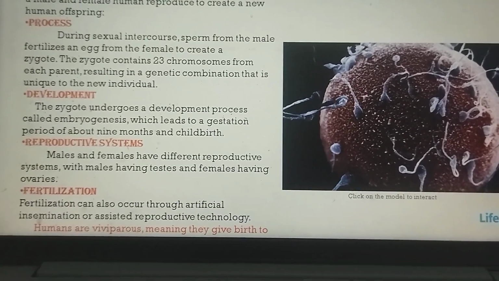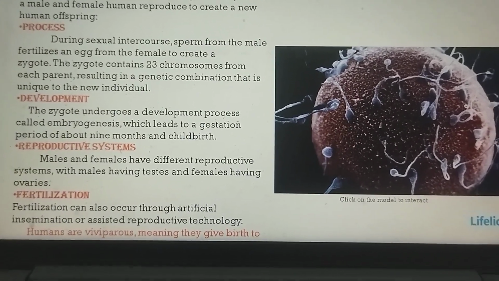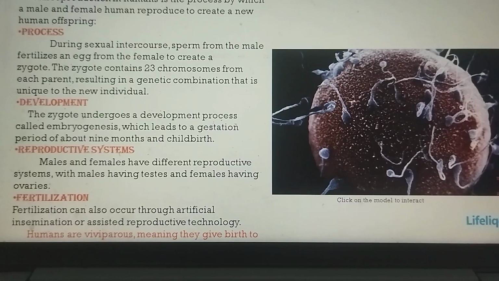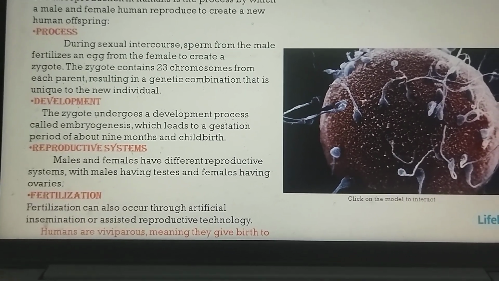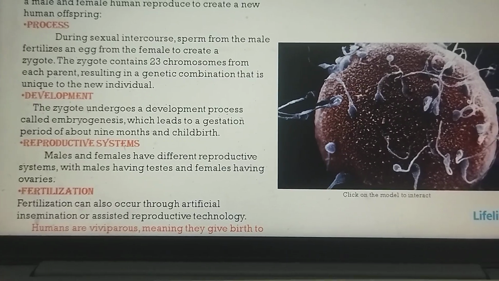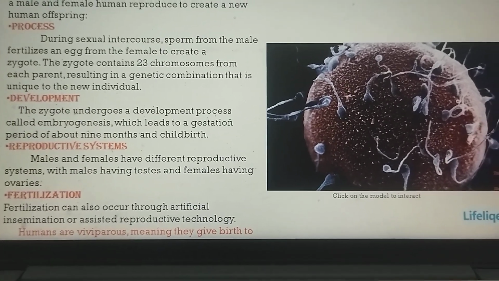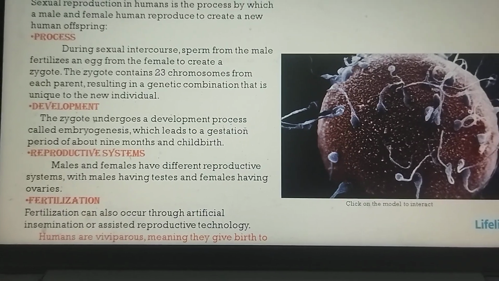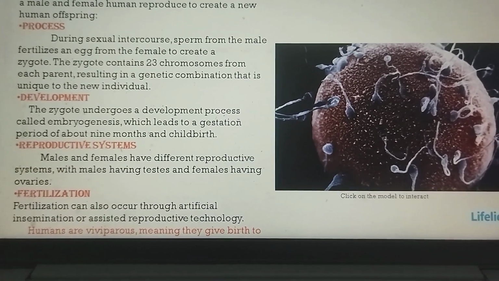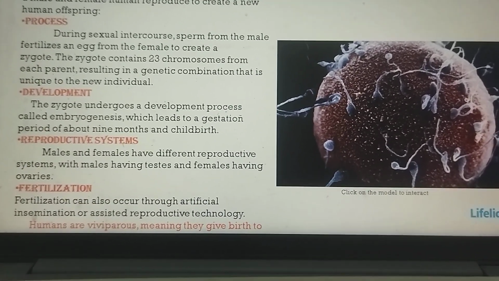Now, what is the development process? The zygote undergoes a developmental process called embryogenesis, which leads to a gestation period of about 9 months and then childbirth. So, as I said in the previous slide, if a woman gets pregnant, it takes a period of 9 months, and after that comes childbirth, right?